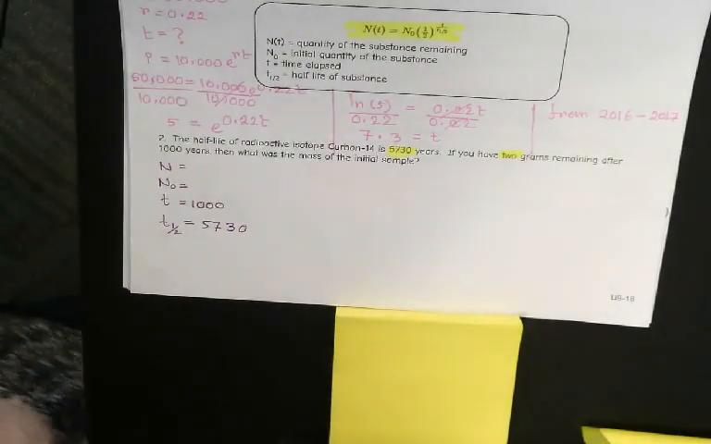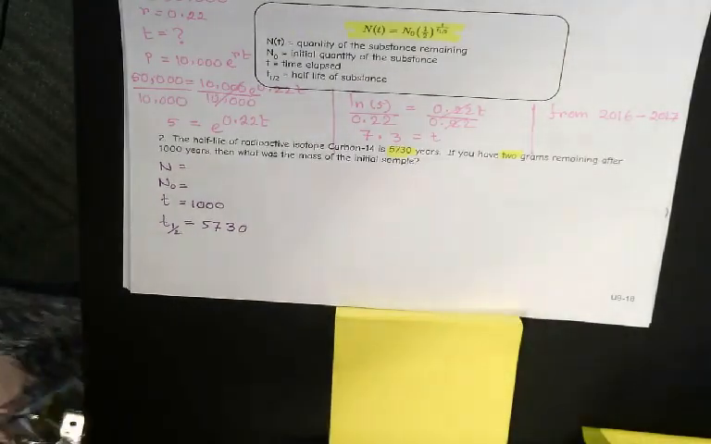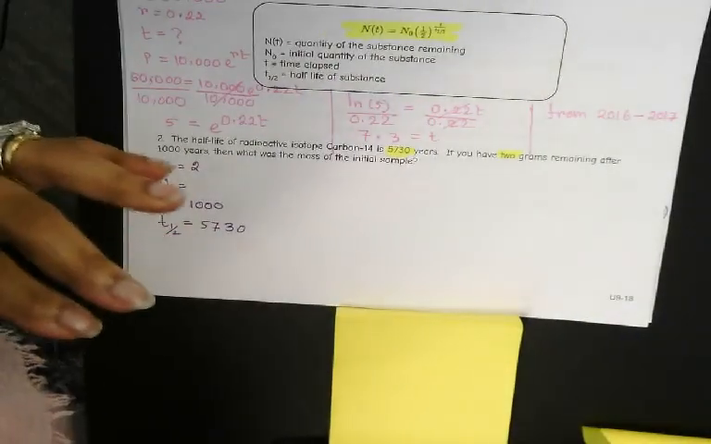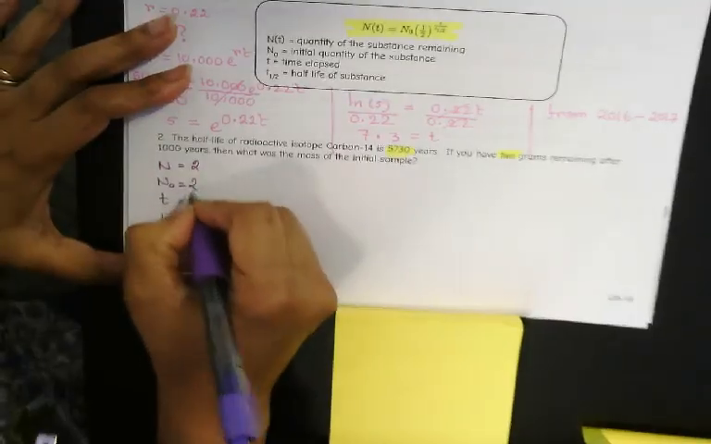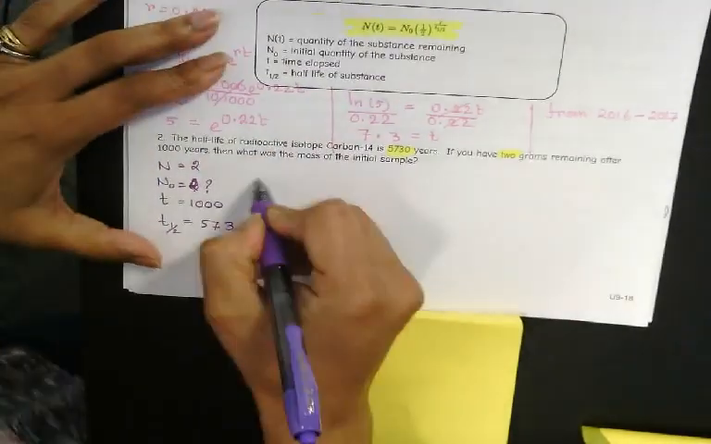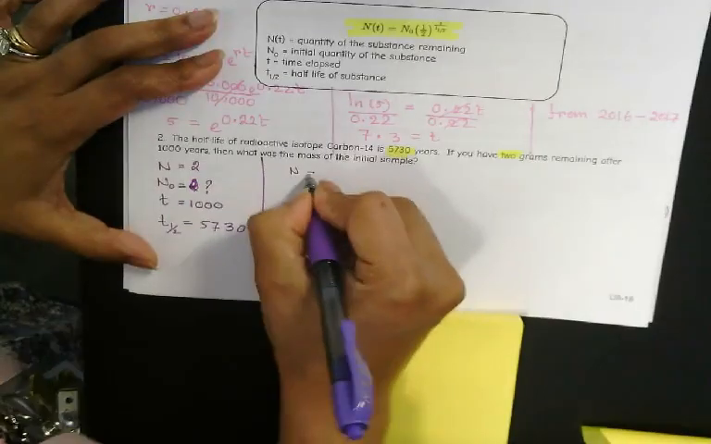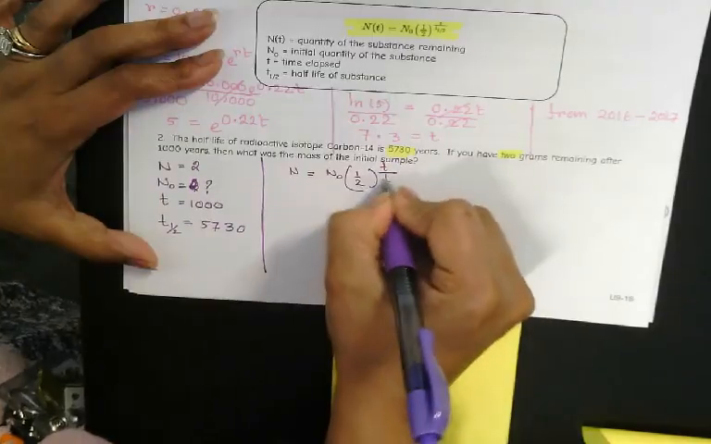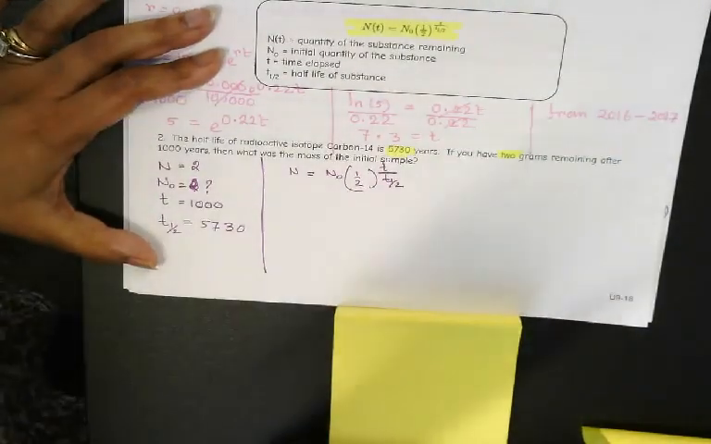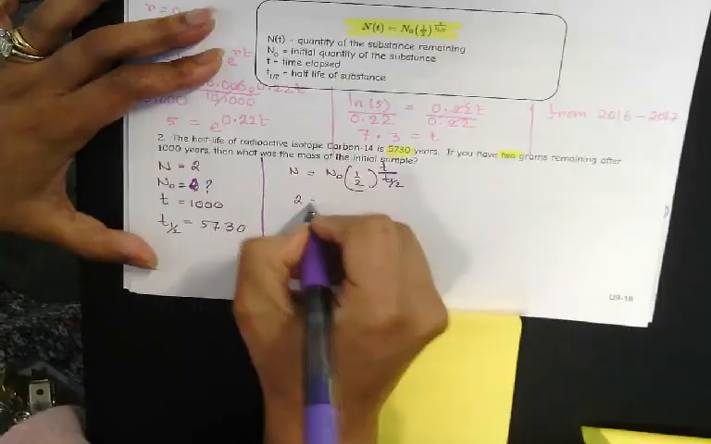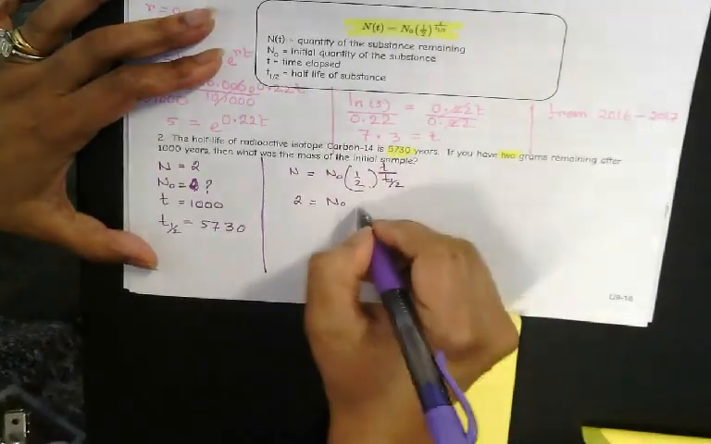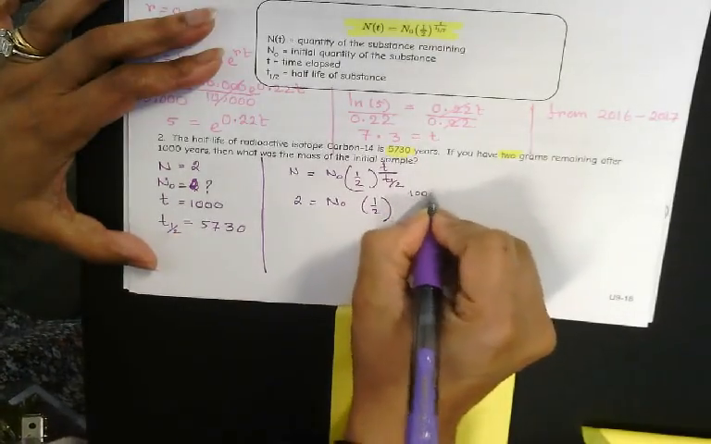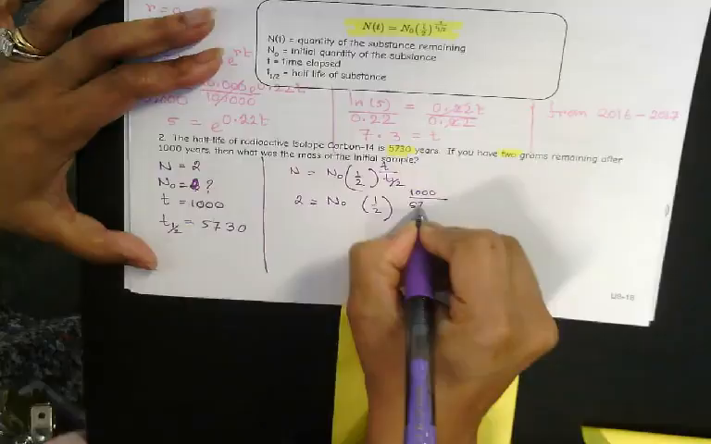Now the 2 grams is remaining, so N is going to be 2 grams. And we're trying to find N naught, the initial value, so that's a question mark. So let's substitute everything over here. N is going to be N naught, 1/2 to the power T over T half. Let's substitute all the values. N value is 2. N naught is what I'm trying to find. 1/2 to the power T value, 1,000 over 5730.